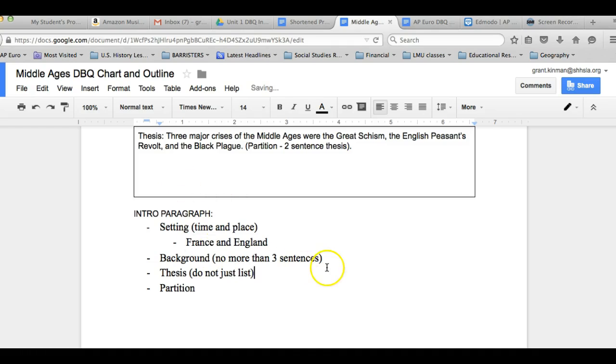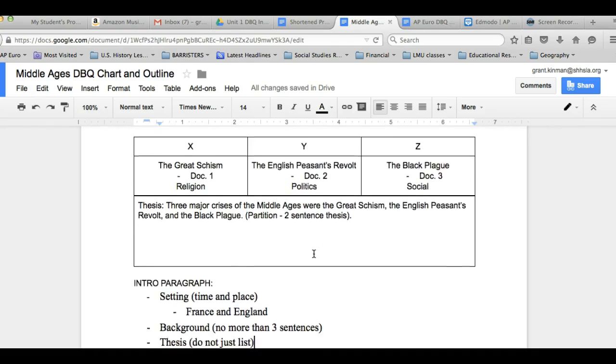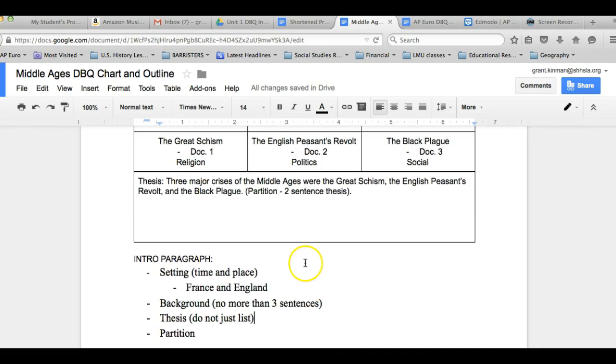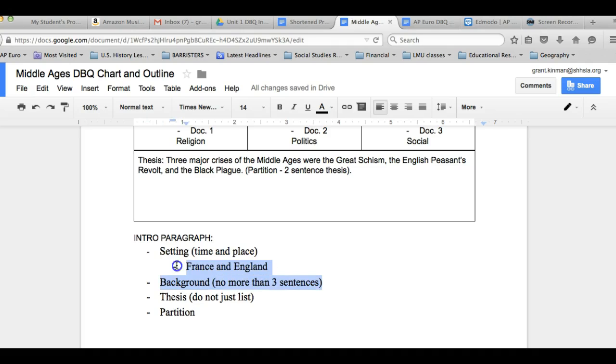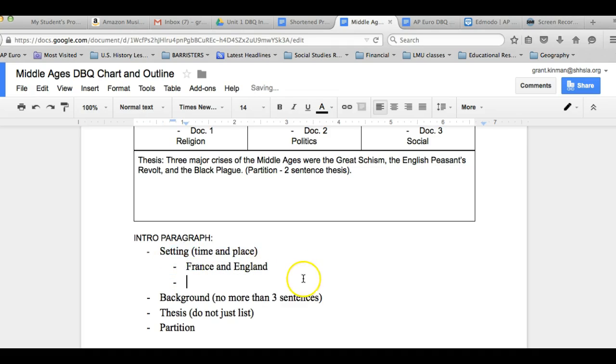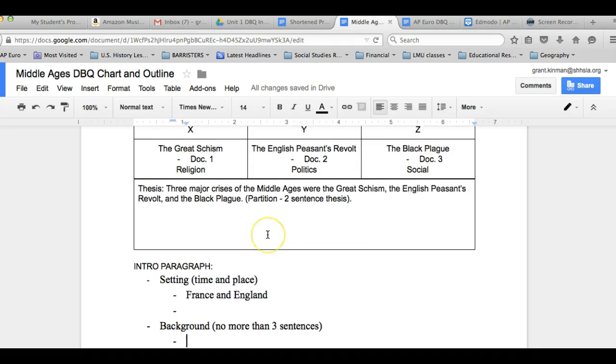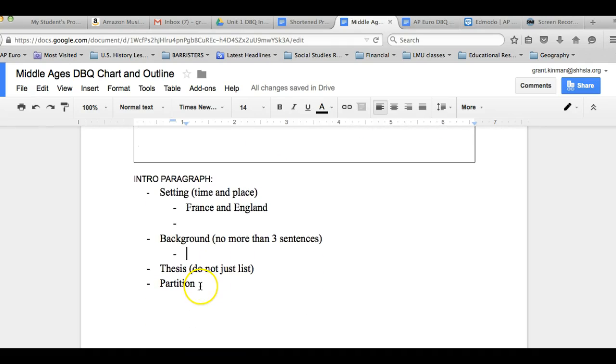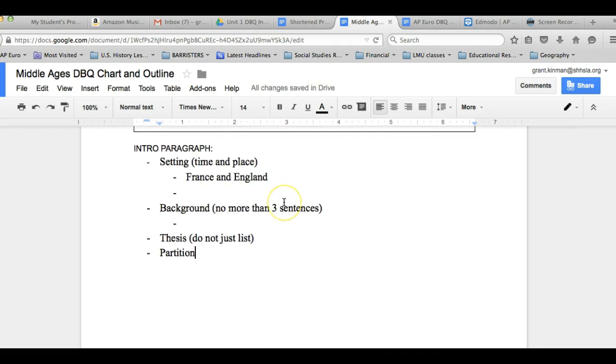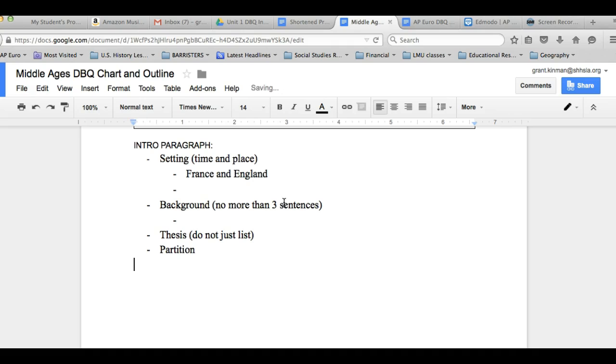Alright? What your outline can look like is complete these two things and put bullet points here. So bullet points, and then your thesis and your partition should be written up here. You can write out your whole thesis for this. So you don't need to write those out here. They're up here. Alright, so that brings us to the body paragraphs.